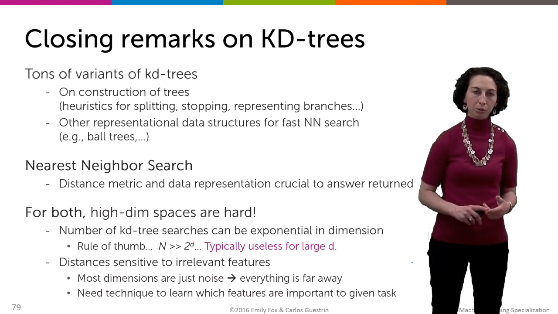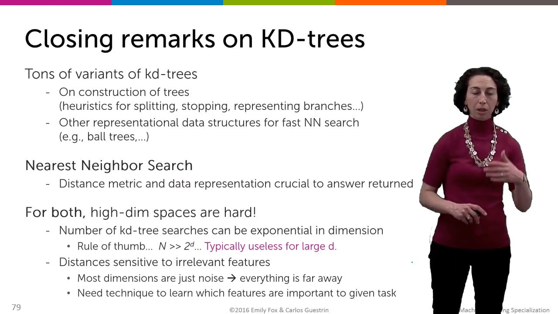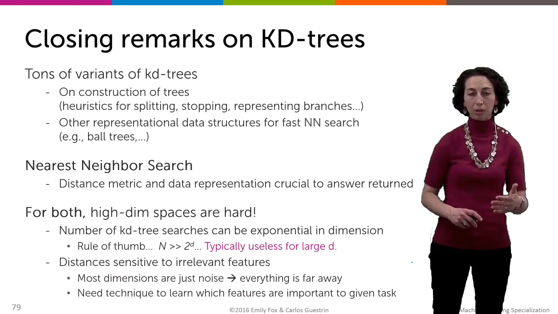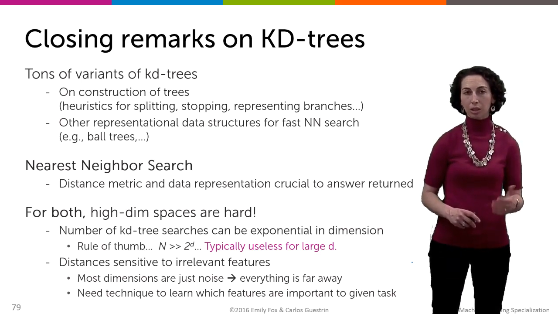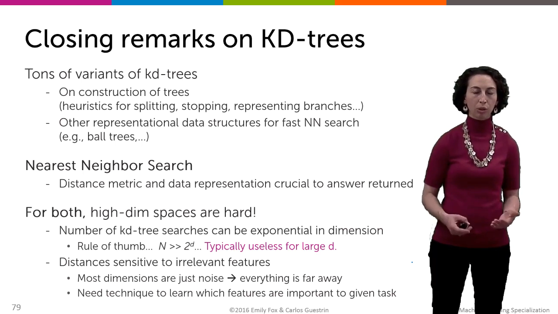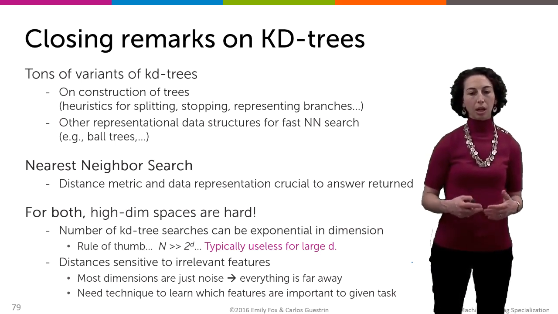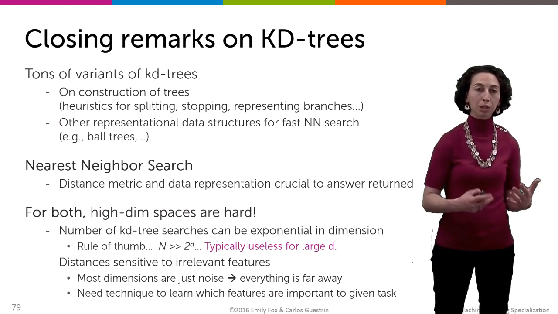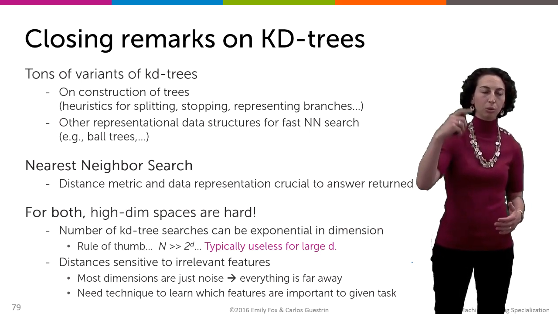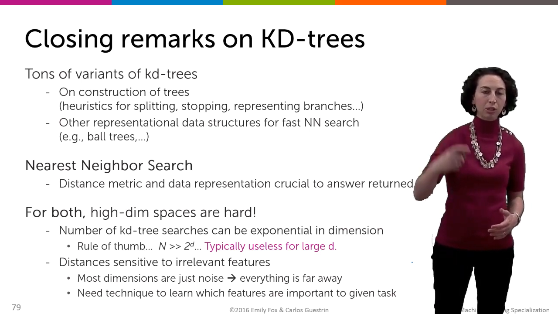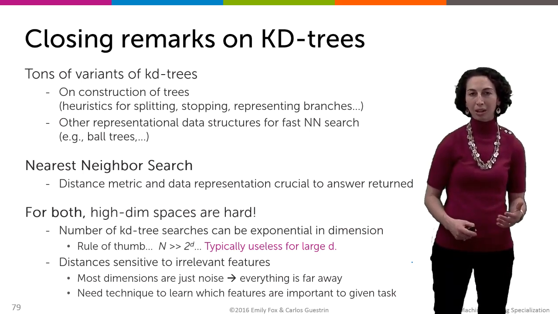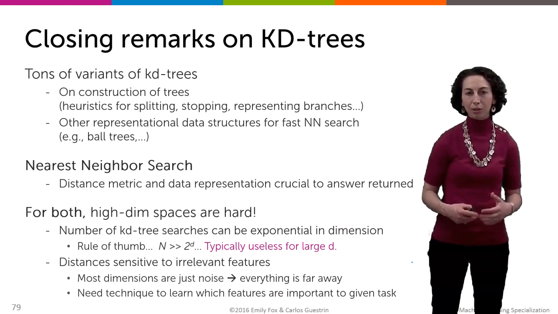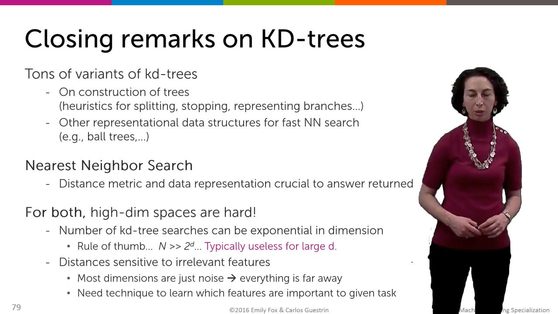So for KD trees, we talked about the fact that the number of inspections you have to do can be exponential in the dimensionality. So just as a rule of thumb, typically KD trees are only useful if the number of observations you have is much, much larger than 2 to the d, 2 to the number of dimensions you have. So in high dimensional cases, often you don't have enough observations to really make a KD tree worthwhile.